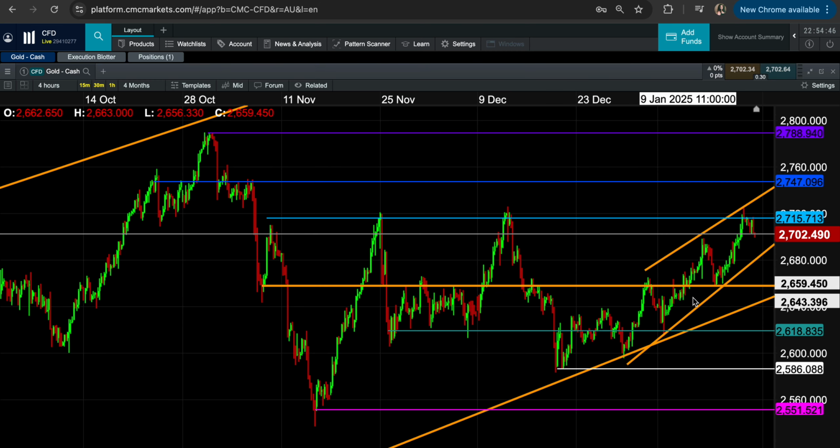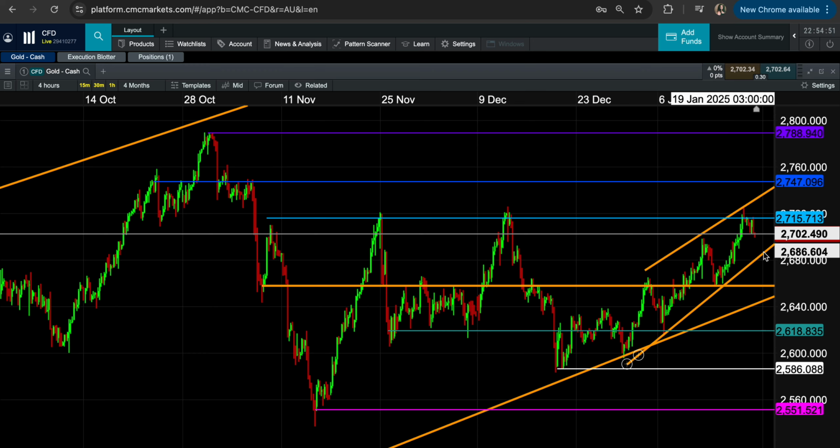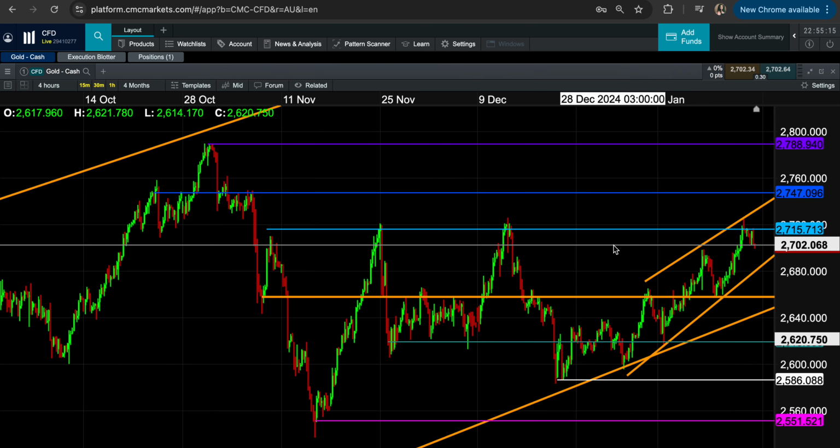So basically it's going through this channel, so I would expect it would come down here and then go back up here, and if it breaks the resistance, it can go back up. So for next week I am actually thinking the price would come down to 2680 and then it would rally up. That's my prediction, but nobody knows what's going to happen.